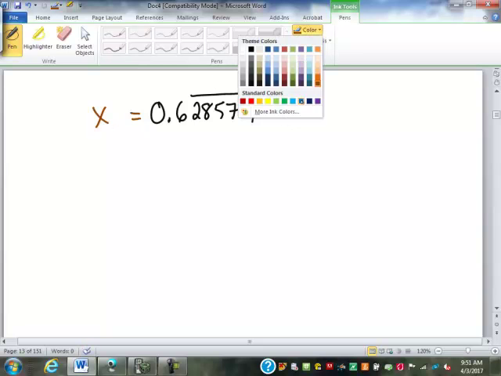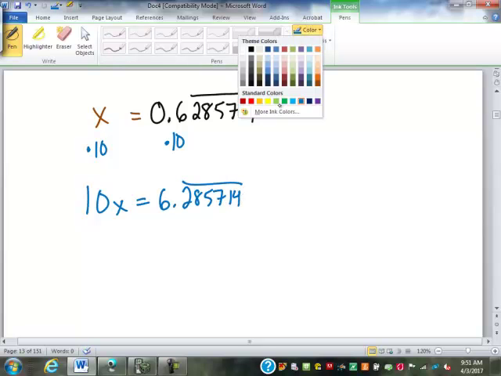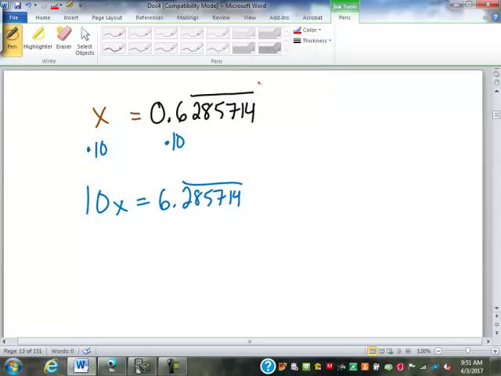But again, we have to do a first step. What are we going to multiply in this first step? 10, because we've got one digit that doesn't repeat there. So we've got to move it over that one digit. So 10x equals 6.285714 repeating. Now, what do we have to multiply by? Well, we've got 6 digits that repeat. So we've got to multiply by 1,000,000.